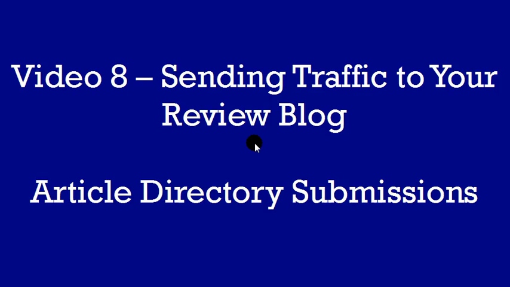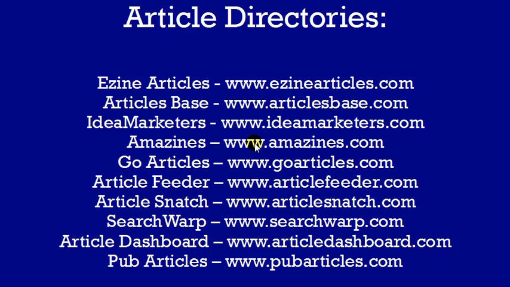So the first step, as I said, is submitting the article to article directories. And here is a list of the top 10 article directories that I use. You can submit your article to as many or as few article directories as you would like. I usually submit to 12 to 15 directories, but here I've listed the top 10. In my experience, these are the 10 article directories that are going to get you the absolute most traffic and the best results.